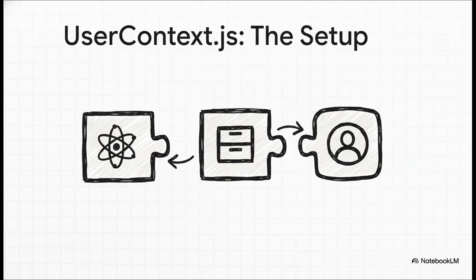So let's pop the hood and take a look at the code that makes this happen, starting in UserContext.js. We kick things off by importing the essential tools: useState from React to manage our data in memory, useEffect to automatically run code on startup, and of course, AsyncStorage itself, which is what's going to handle the actual saving and loading.